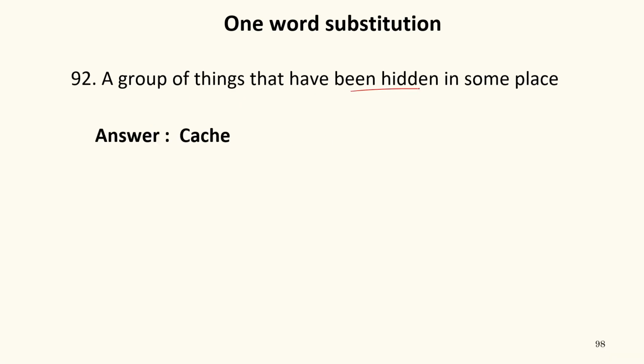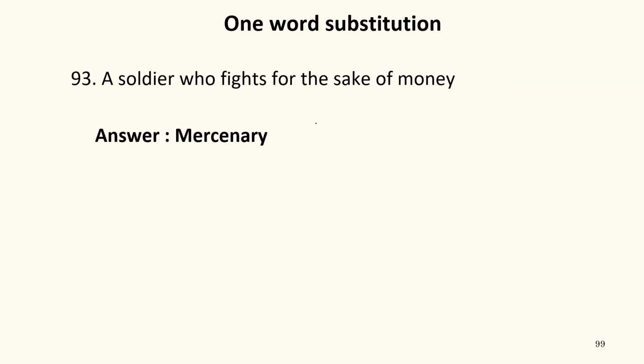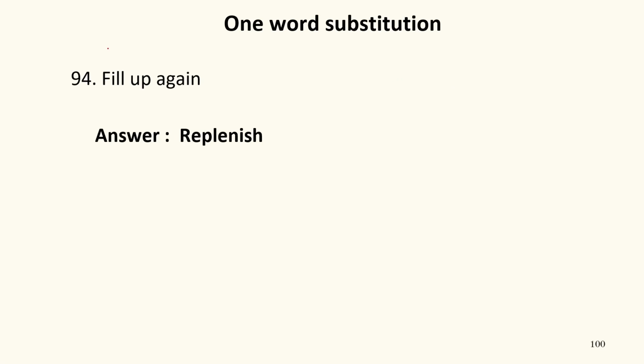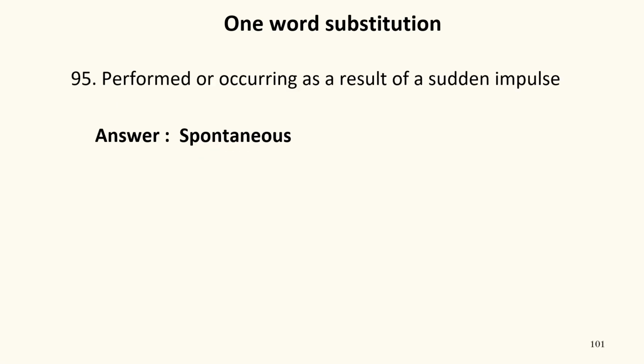A group of things that have been hidden in some place, where things are kept secretly, is called a cache. A soldier who fights for the sake of money, who is only fighting for money, is called a mercenary. To fill up again, to fill some vacant place again, is called replenish. Basically, re means again. Performed or occurring as a result of a sudden influence is called spontaneous.